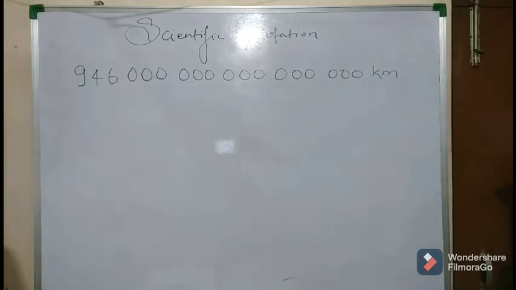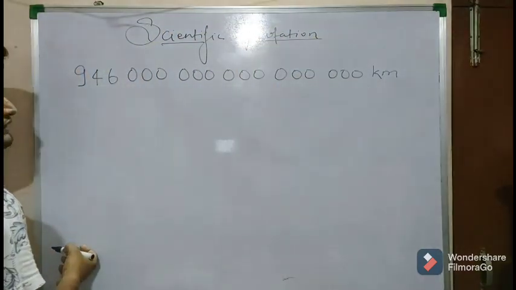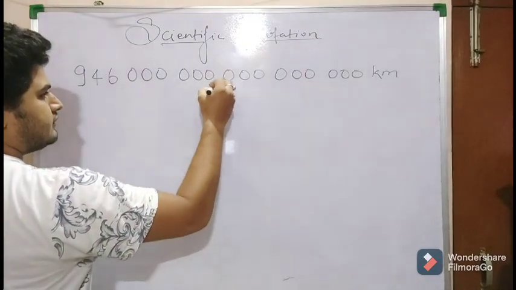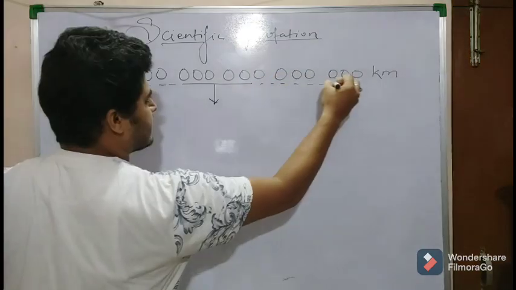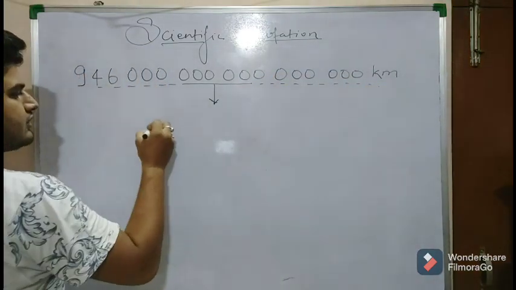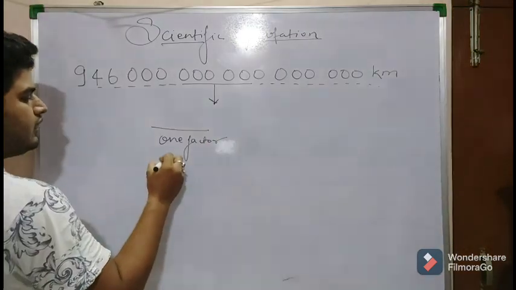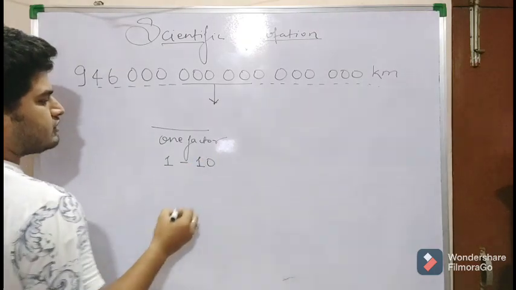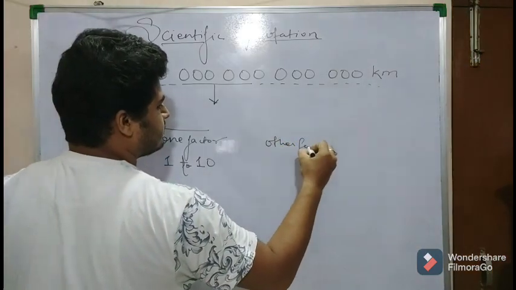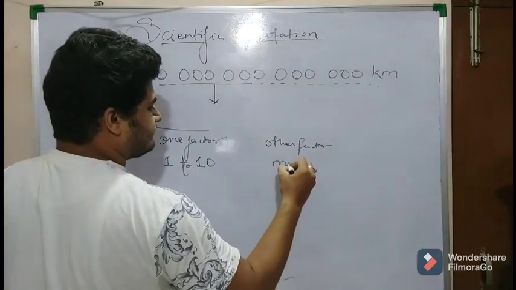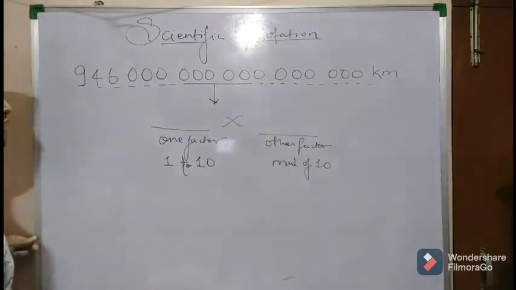Now it's a huge number, so we can express it using scientific notation in shorter form. What you have to do is convert the number by expressing it into two factors. One factor should be a number between 1 to 10, and the other factor, the second factor, should be in multiples of 10. In this way, when we represent it, that becomes the scientific notation.